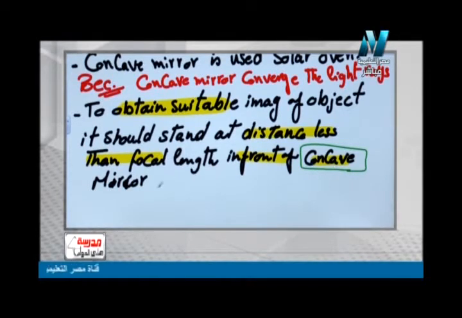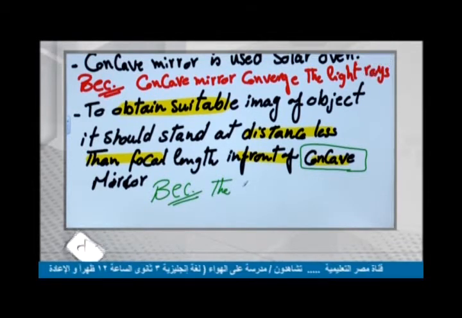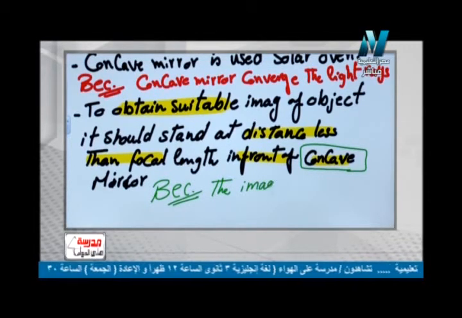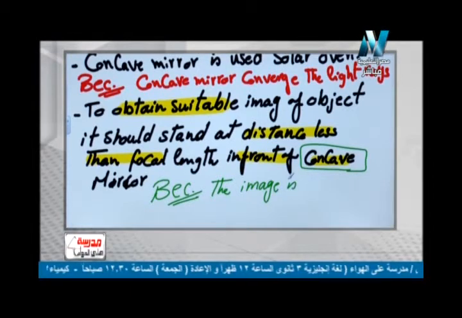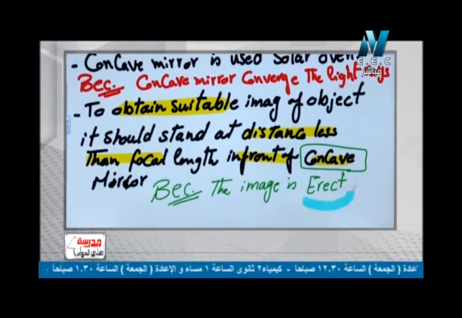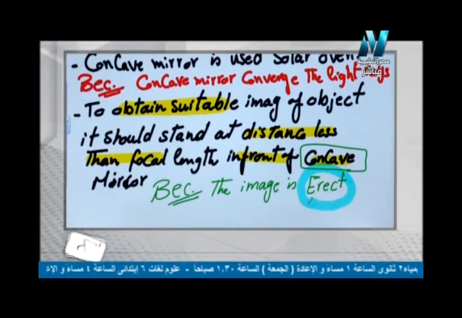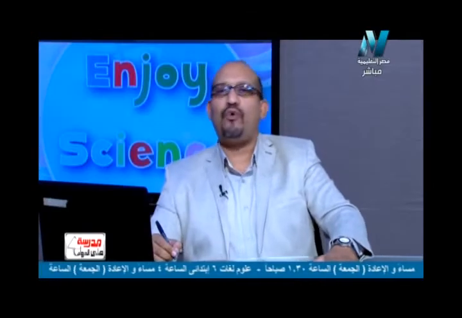Here I will say because, look at the question, about 3 lines. I will say because the image is erect. Only in one case we have the image erect, in concave mirrors and in convex lens, if the object is at a distance less than the focal length.